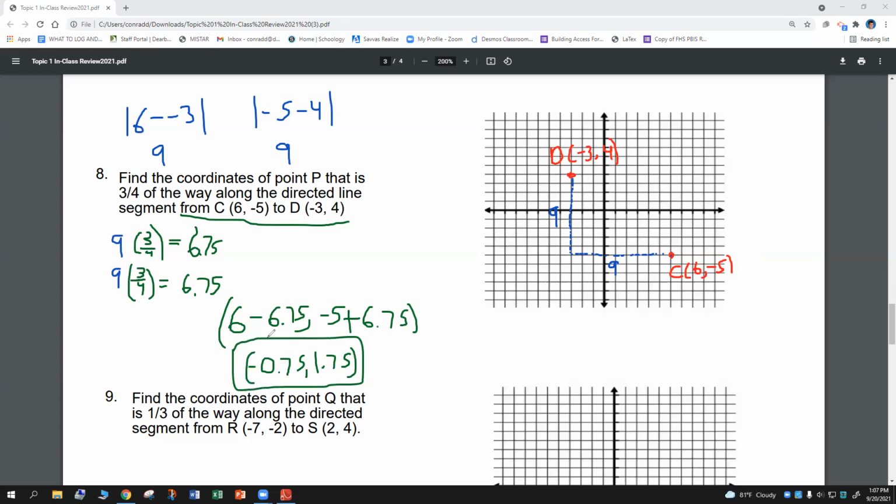Okay, if we put that on the graph, -0.75 and then up 1.75 would be about right here. And if we notice, that is about 3/4 of the way, about 75% of the way. Well, it's exactly 75% of the way, but on the graph it looks like about 75%. So we probably have the right answer. We found the horizontal and vertical change first, multiplied by the fraction, and then added or subtracted it from the original point. We went left, so we subtracted, and we went up, so we added.